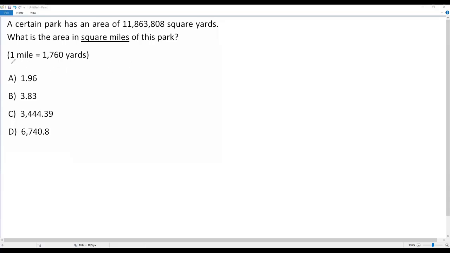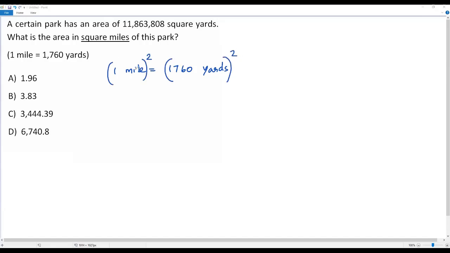Okay, let me take the information given over here. So 1 mile is equal to 1,760 yards. Usually, we represent the area in square units. Since the area is represented in square units, we have to get both the quantities in terms of square units. For that, I have to square both the quantities over here.